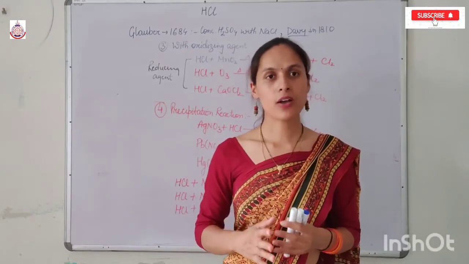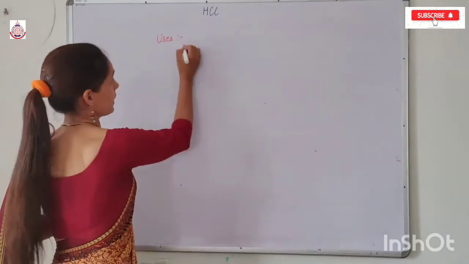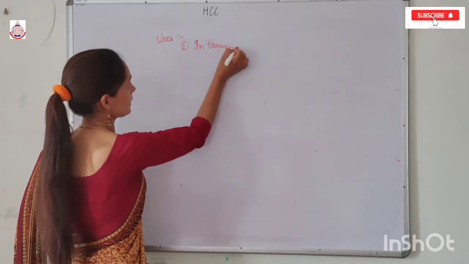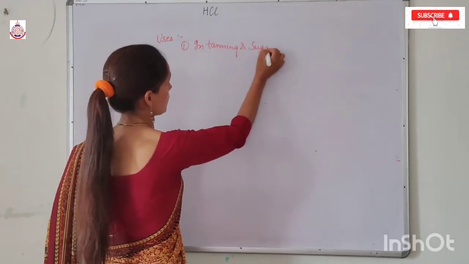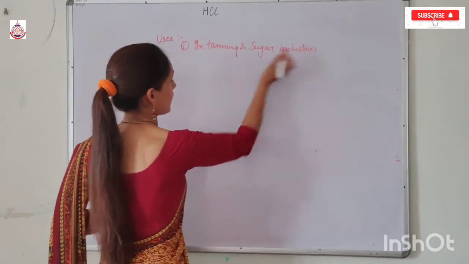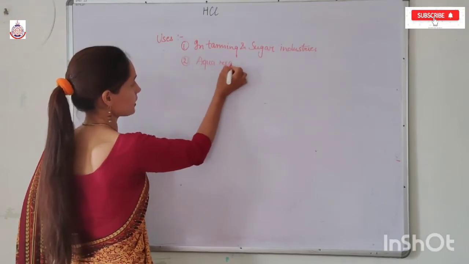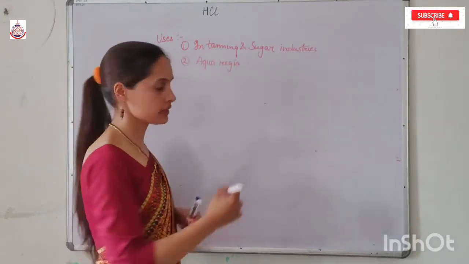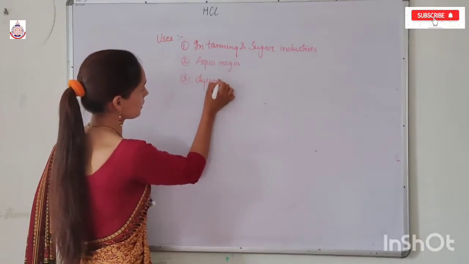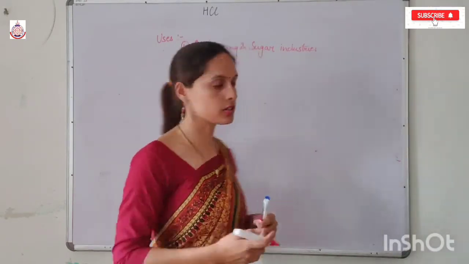Now we'll talk about some uses of HCl. HCl is used in tanning and sugar industries. It is used in the preparation of aqua regia. It is used in the dyeing process also.